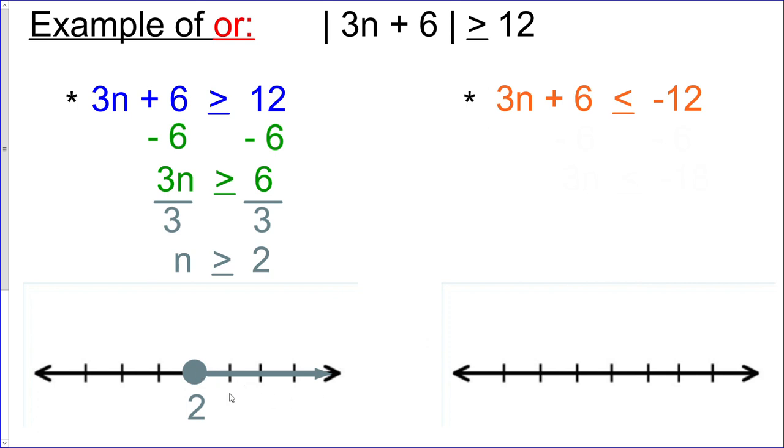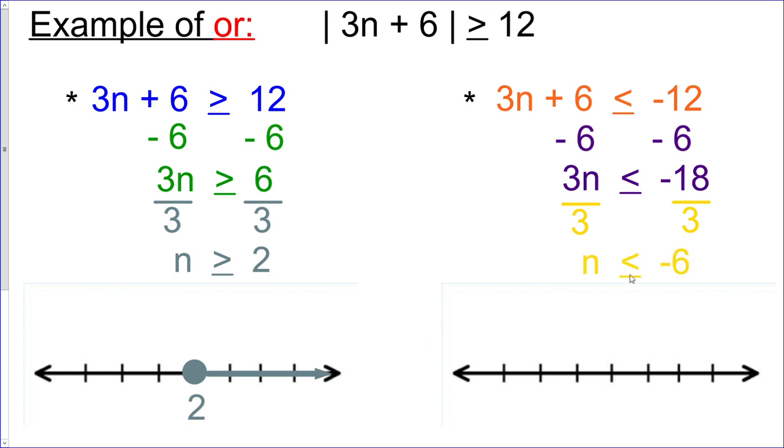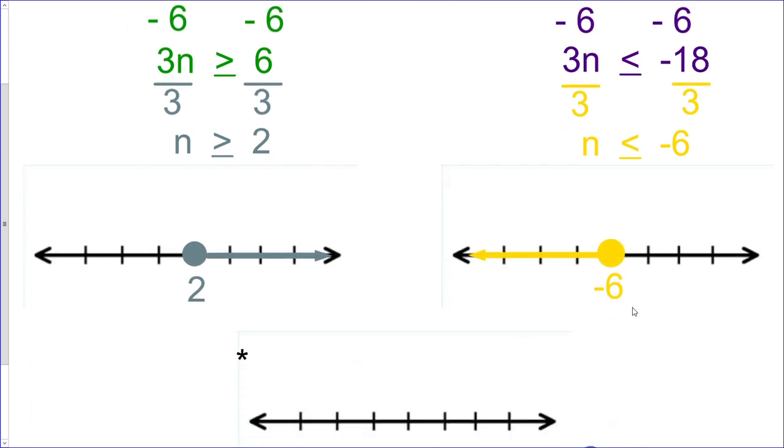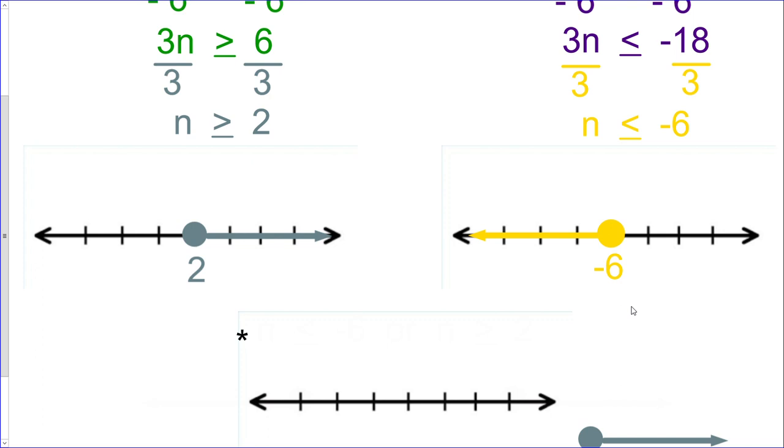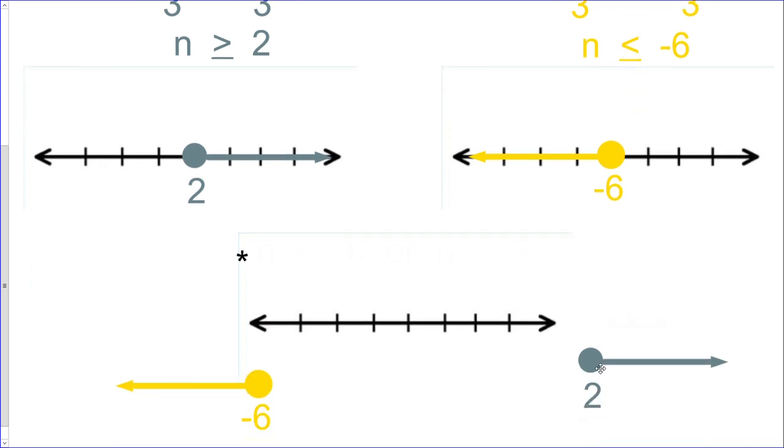Okay. On this next one, we're going to subtract 6 from both sides again, and that will give us 3n is less than or equal to negative 18. Next step in isolating n would be to divide by 3. We divide by 3, and that leaves us with n is less than or equal to negative 6. So we would put a solid dot on negative 6, and we'll shade it to the left. And then it's just a matter of putting these both on the same number line.